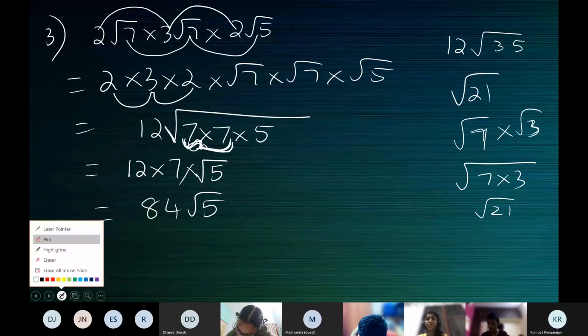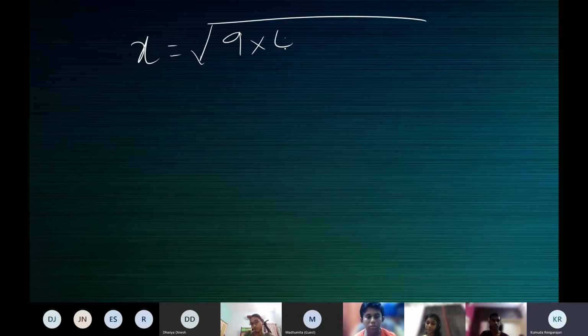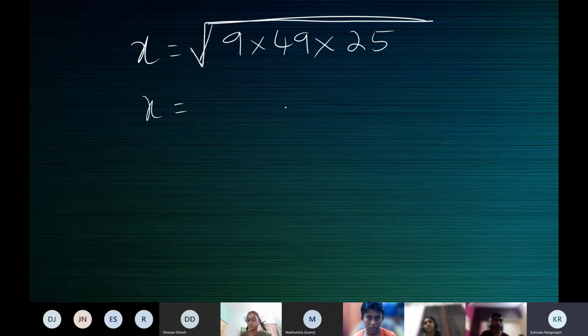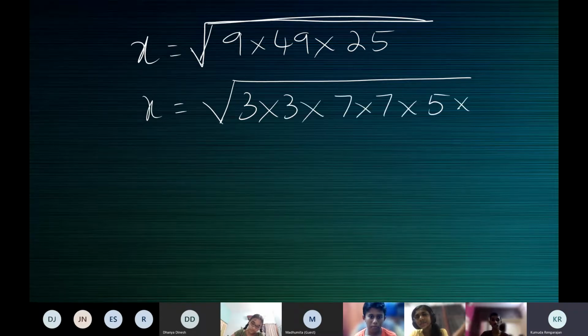Let's do it again. Don't panic. See, supposing you had to find the value of x, and you had 9 into 49 into 25 under the square root. You should not multiply all these numbers. When you have some numbers under the square root, you must break down the numbers into a product of their prime factors. So 9 should be written as 3 into 3, 49 should be 7 into 7, 25 should be written as 5 into 5.